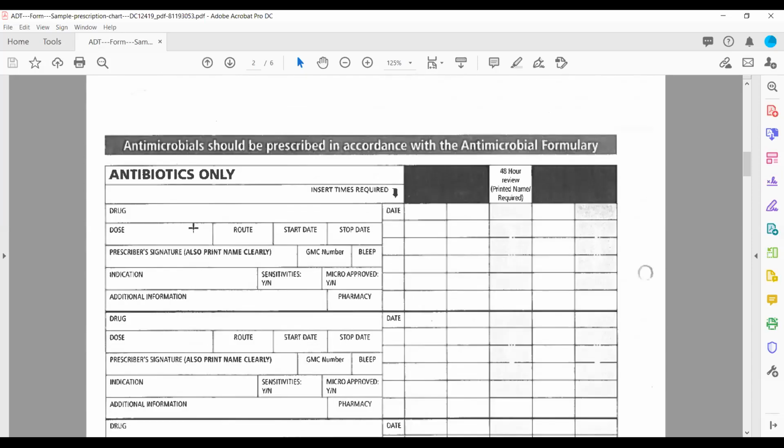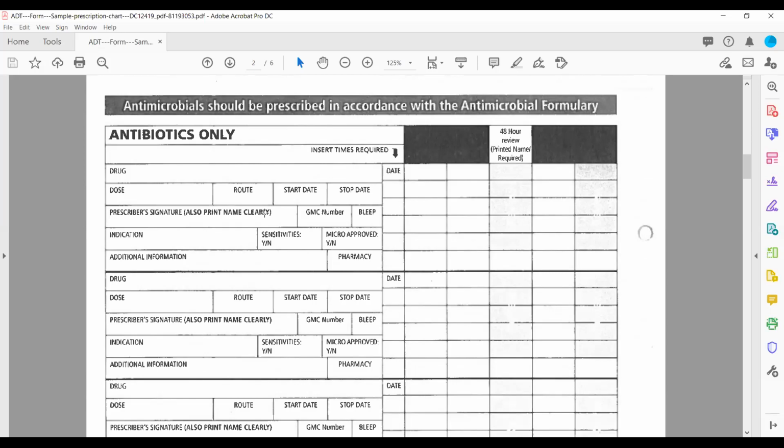Next is the antibiotic. For the antibiotic, it's very important that you specify the indication and the duration. So you will put the name of the drug here. For example, you are prescribing for the patient Co-amoxiclav, and then the dose. If you'll give it IV, it will be 1.2 gram, for example, and then write IV. Starting date and stop date are very important. And then here you will sign, and the indication should be written.